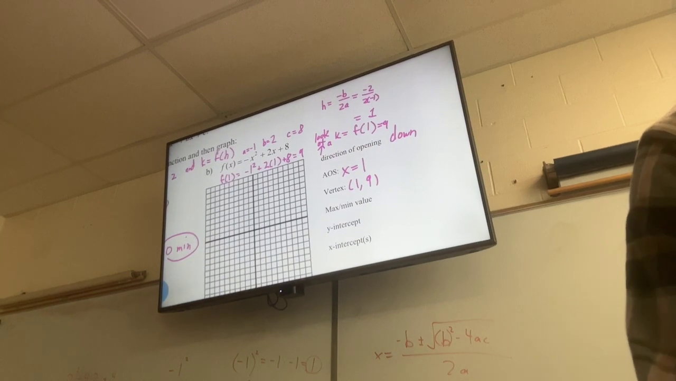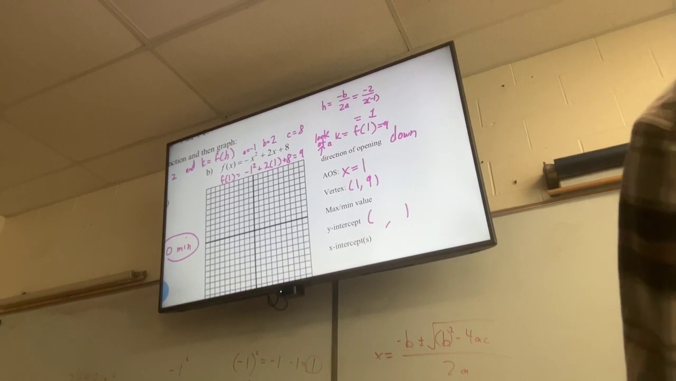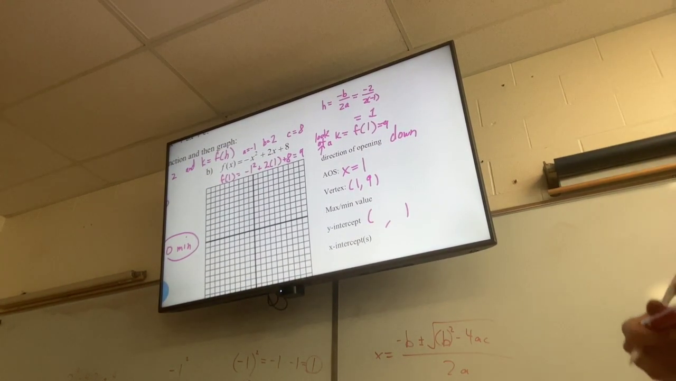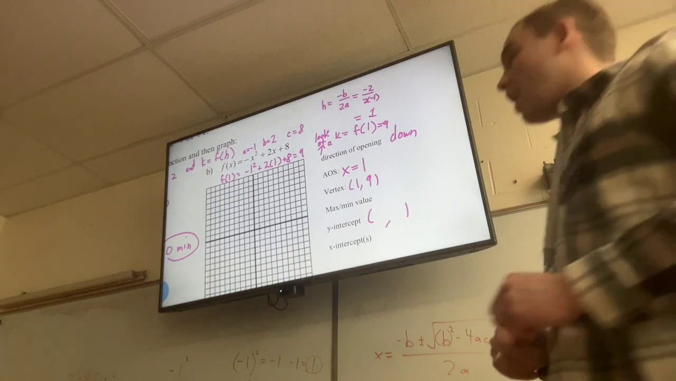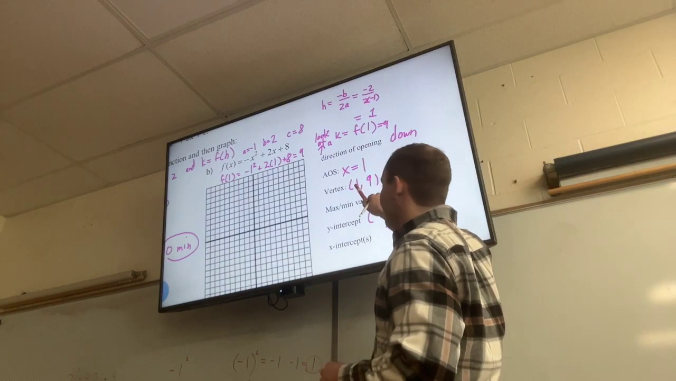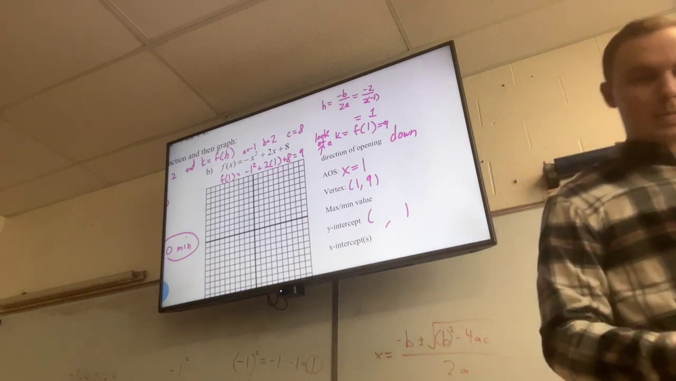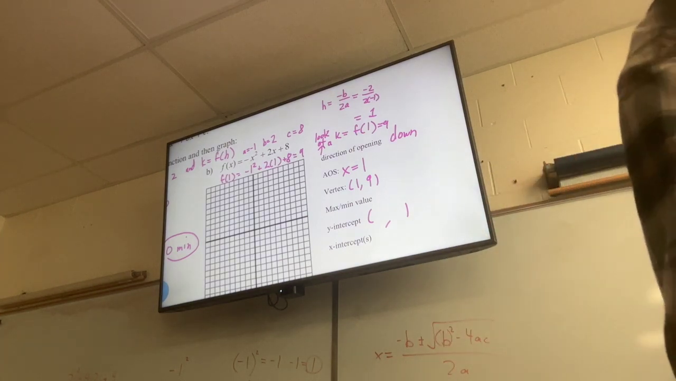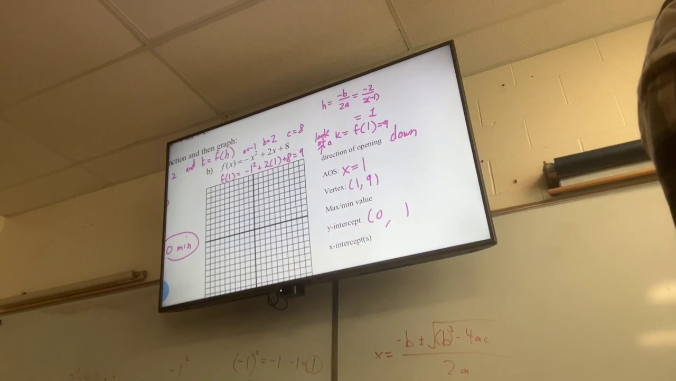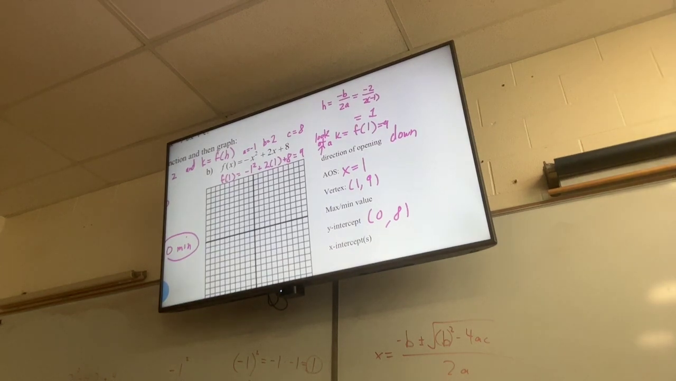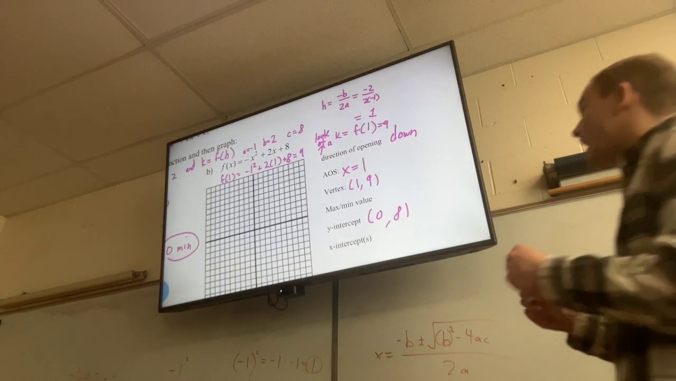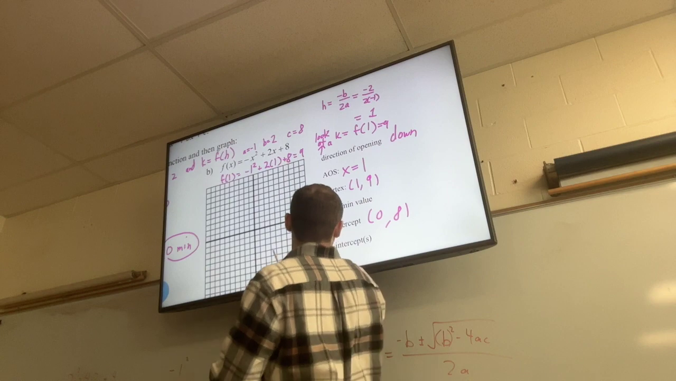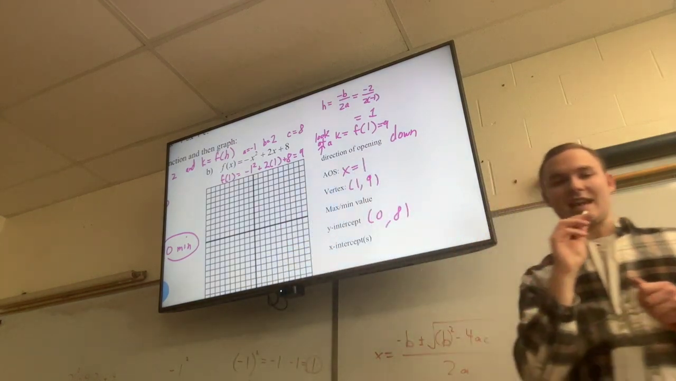How'd you get 1 again for the axis of symmetry? X equals H. It's always X equals and then your H right here, which is 1. What's my y-intercept always? It's 0, comma C. My C value here is 8, so my y-intercept is 0, comma 8.